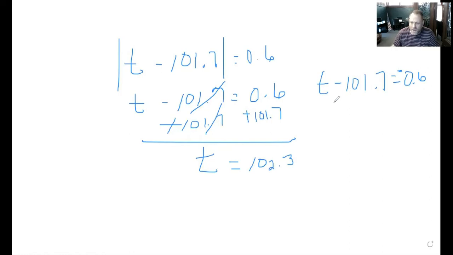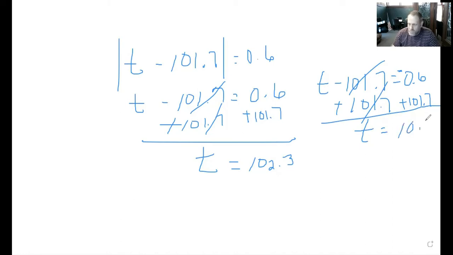102.3. And let's do this side, guys. Cancel, cancel, and T equals 101.1. All right, we have a radio station, 101.1. That's the answer for number 25. All right, pause the video, write that down, guys.